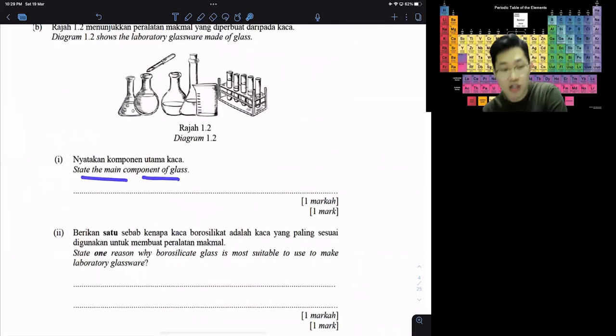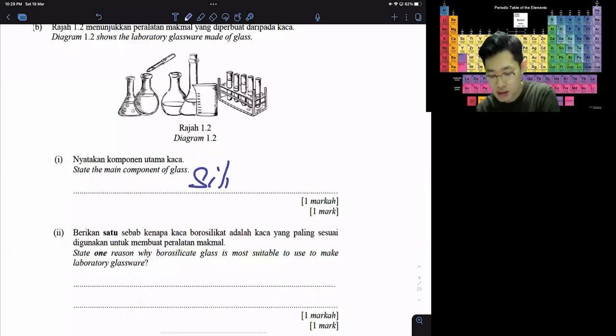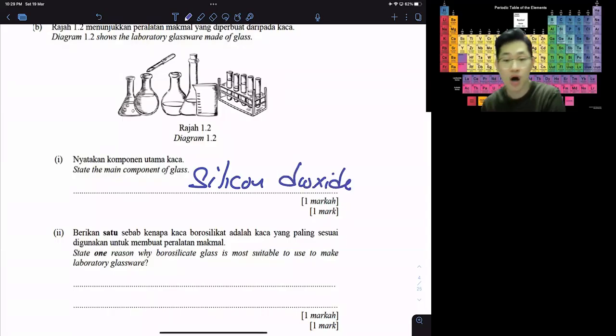State the main component of glass. Glass is mainly made up of silicon dioxide or silica.